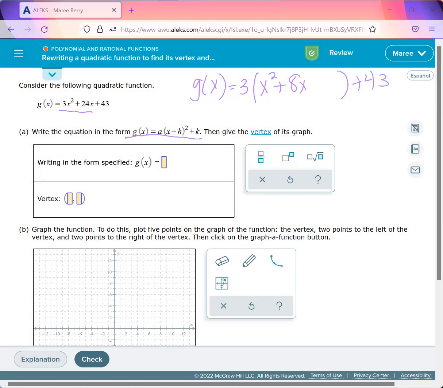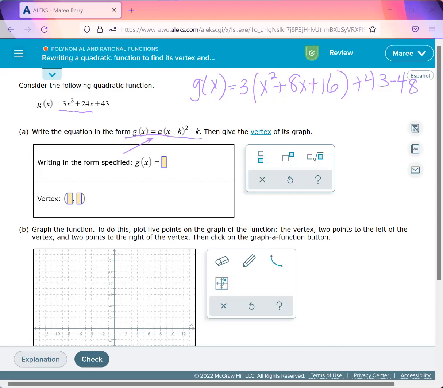And by the way, when the equation is written in this form right here, its vertex is at (h, k). So if you see a minus sign, then it's just the number that's inside the parentheses. And if you see a plus sign, then it's a negative number there. So to complete the square, we're going to add half of 8 squared. Half of 8 is 4, squared is 16. When you do 16 times 3, that's 48. We just added 48, so we have to take away 48 so that it doesn't change the value.